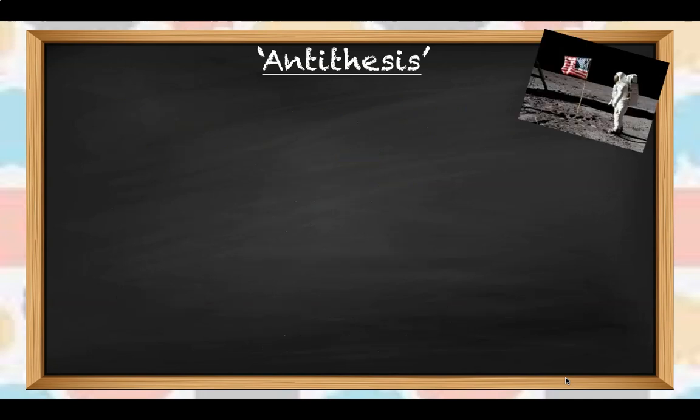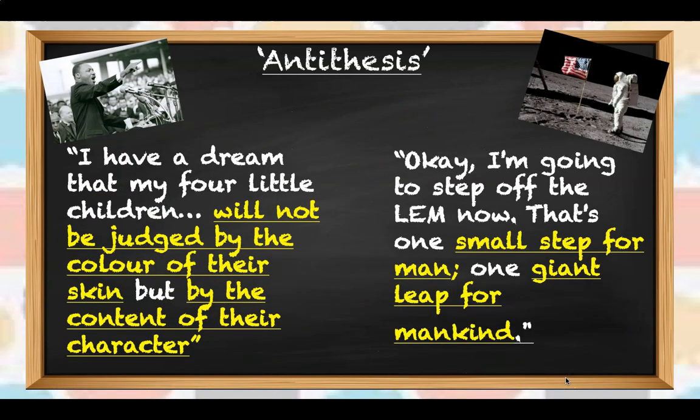Some really famous examples would be Martin Luther King's, "I have a dream that my 4 little children will not be judged by the colour of their skin, but by the content of their character." Or Neil Armstrong, "Okay, I'm going to step off the LEM now. That's one small step for man, one giant leap for mankind." So you see the contrast between the small step and the giant leap in that one. And in the Martin Luther King example, what they won't be judged by and what they will be judged by. The difference between the colour of their skin and the content of their character.